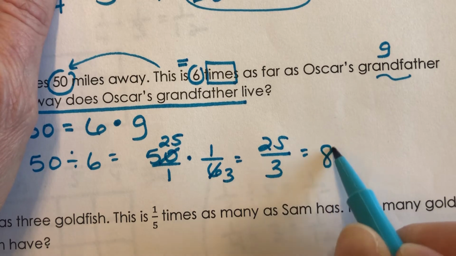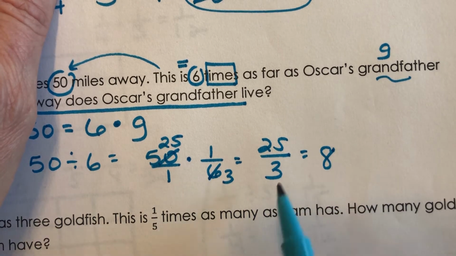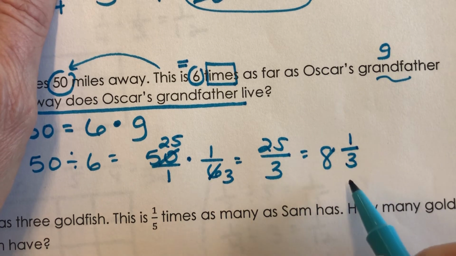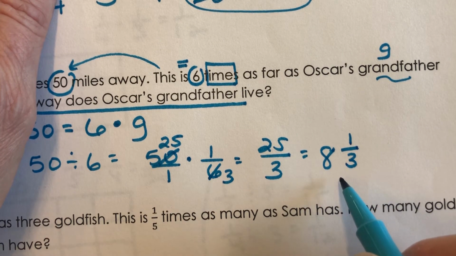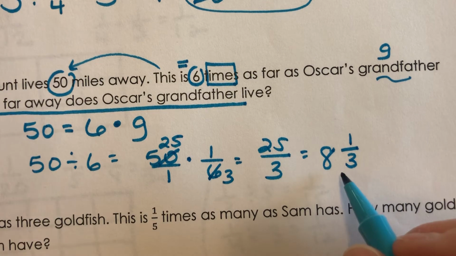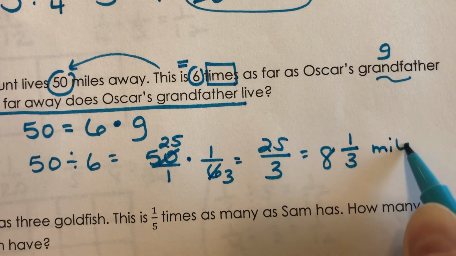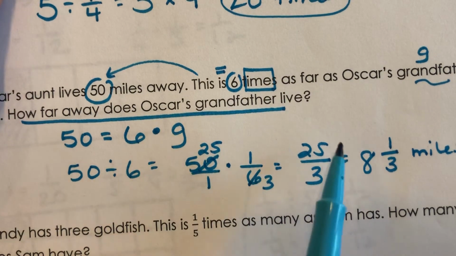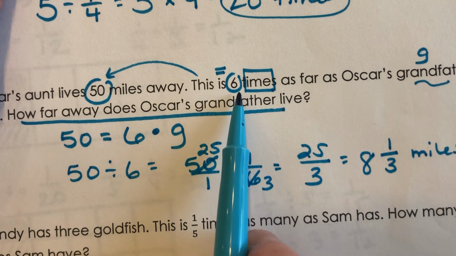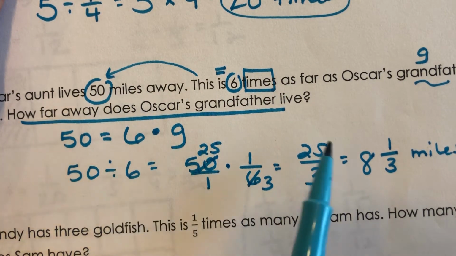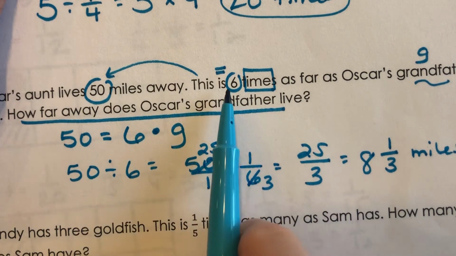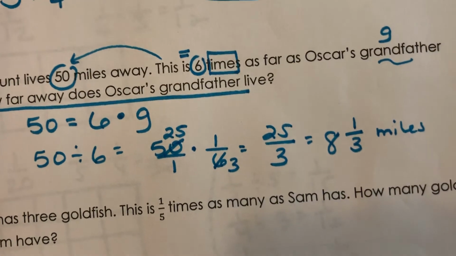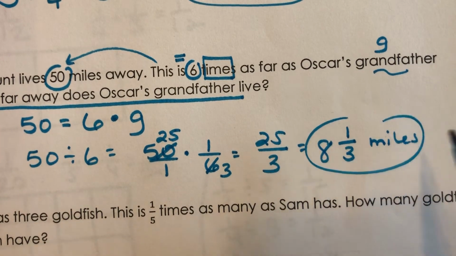So 3 times 8 gets us closest to 25. It's 24, right? And we need 1 more to get to the 25. And there's my denominator. It stays the same. So the answer would be 8 1/3 miles. And think about it: if I took 8 1/3 times 6, I'd get exactly 50, because 8 times 6 is 48, and then I have another third that I'd have 6 times. So voila. I know, that was a tricky one.